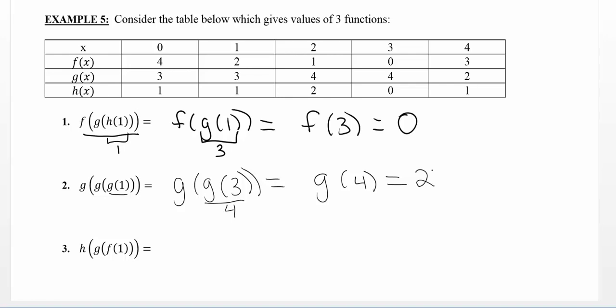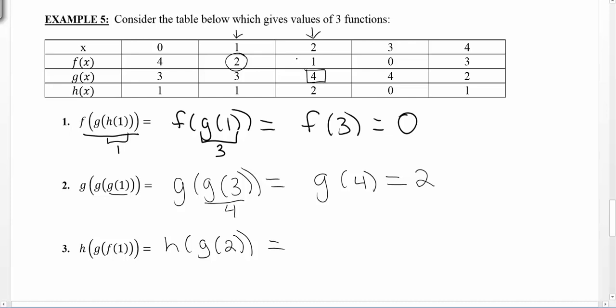So for the last problem, we're looking for h of g of f of 1. So we start by finding f of 1. So we go to the 1 value for x, then we go to the output for f, and we get 2. So now we have h of g of 2. So next we need to find g of 2. So we go to an x value of 2. We go down to the g value, which is the middle of the 3 functions, and we get an output of 4. So we substitute that in, and we have h of 4.